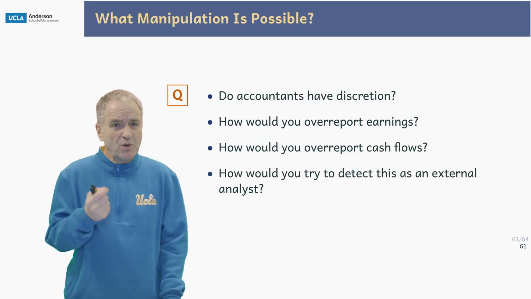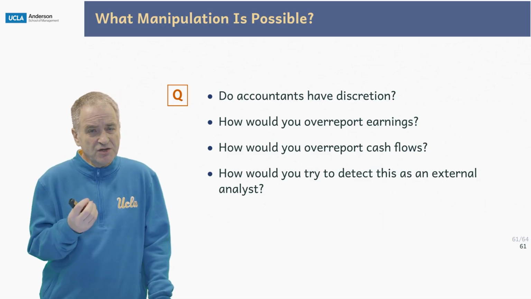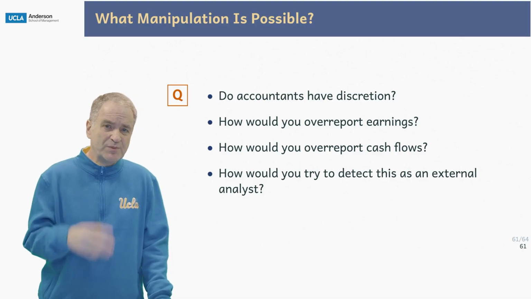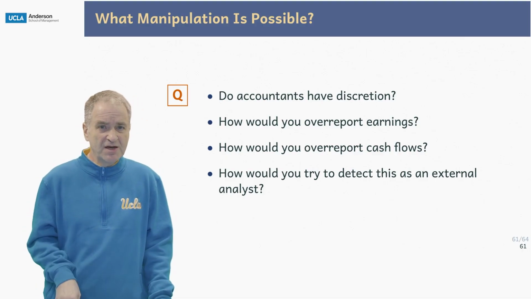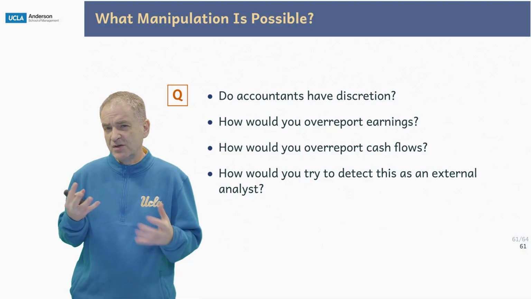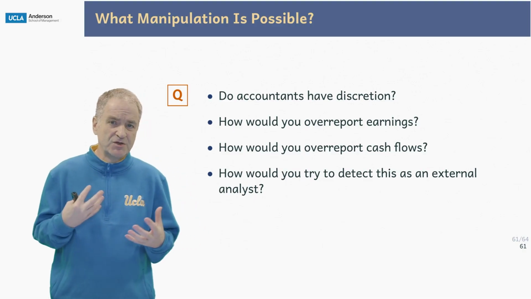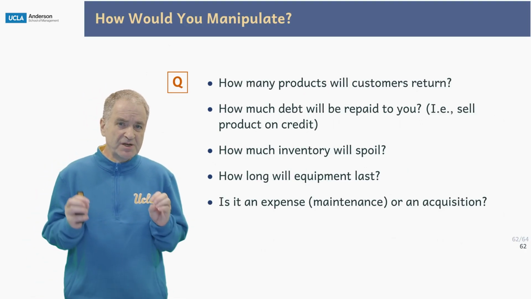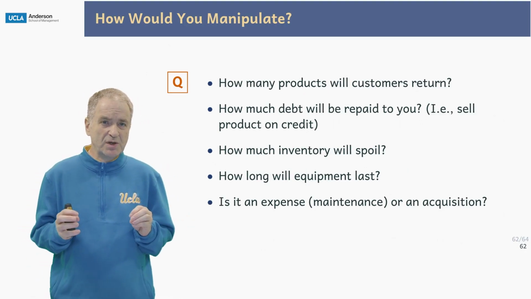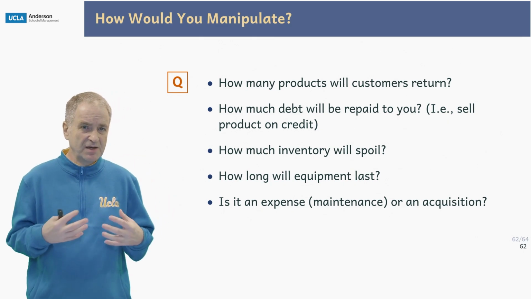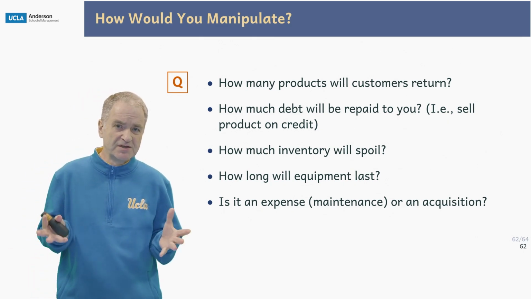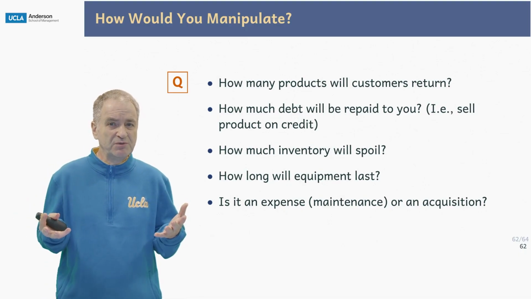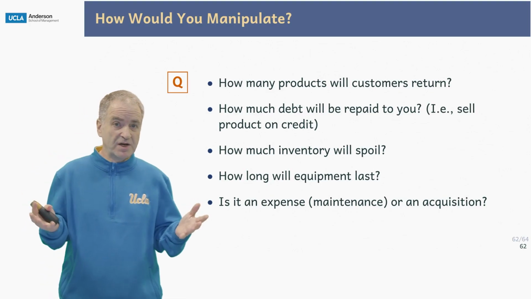Now, how, as an accountant, would you actually manipulate your financials? Could you over-report earnings? Could you over-report cash flows? How would you try to detect over-reporting by the management if you were an external analyst? Some of the manipulative abilities relate to a number of assumptions that you have to make. So how many products will your customers return? Well, this is something that the accountants have to guess. How much debt will be repaid to you if you sell a product on credit, for example?